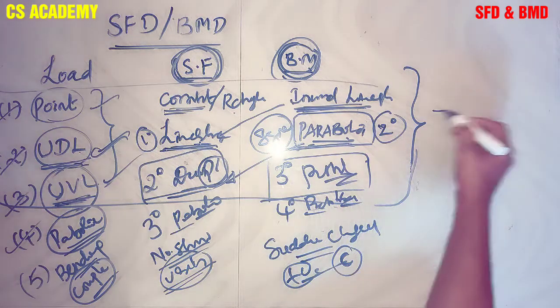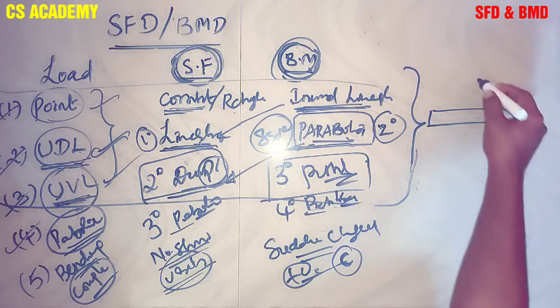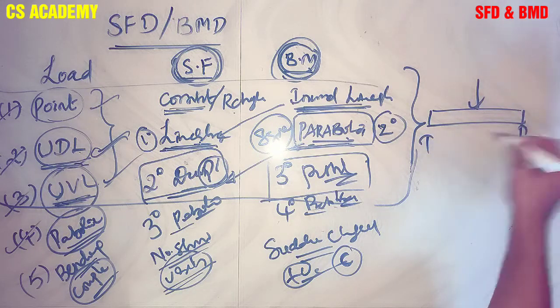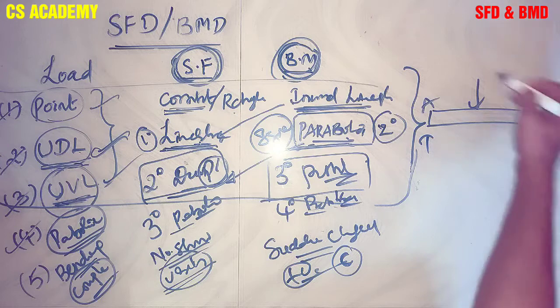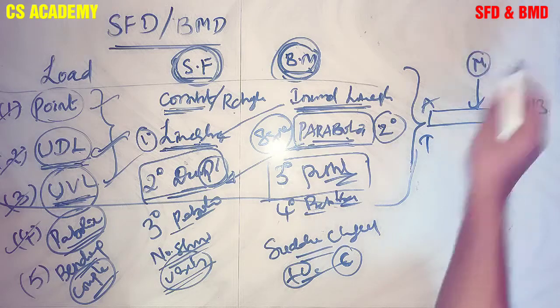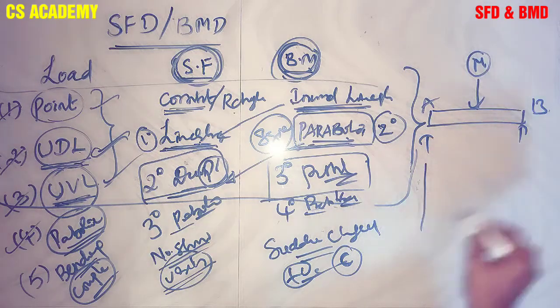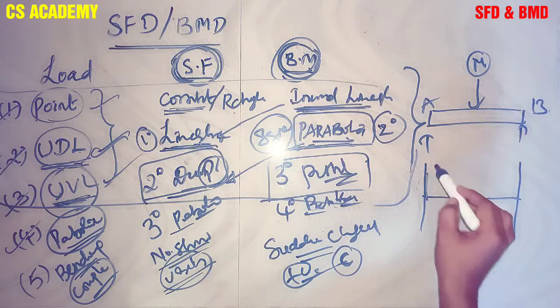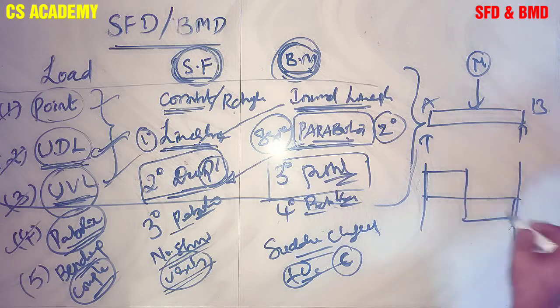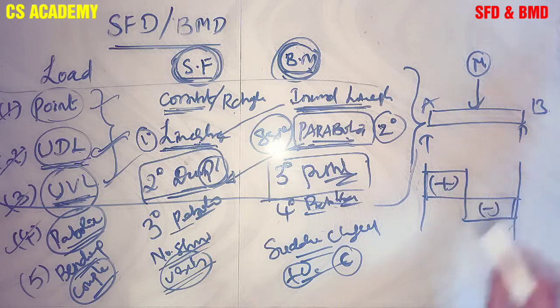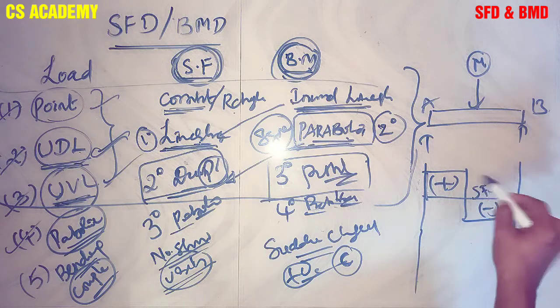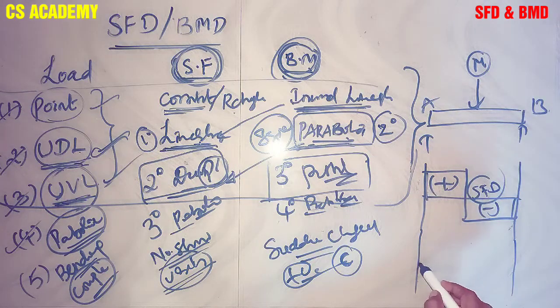Let us consider this is a simply supported beam like this. Let us consider this is the point A and this is the point B. Let us consider this bending couple is M. The shear force distribution for this beam is like this. Let us consider this is positive and this is negative shear force. This is the shear force diagram for this loading diagram. The bending moment diagram for this loading diagram is like this.